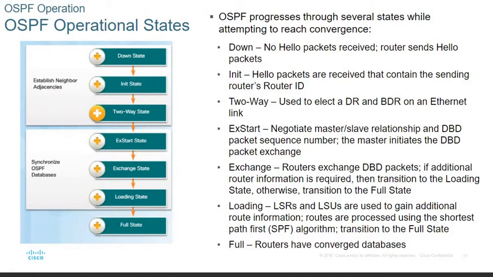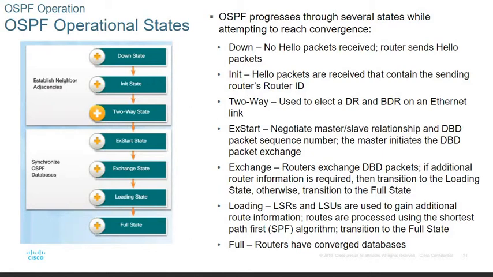OSPF Operational State. OSPF progresses through several states while attempting to reach convergence. Down: no hello packets received. Router sends hello packets in the Init state. Hello packets are received that contain the sending router's router ID. In the Two-Way state, the router ID is used to elect a DR and BDR on an Ethernet link. In ExStart, routers negotiate the master-slave relationship and DBD packet sequence number. The master initiates the DBD packet exchange.